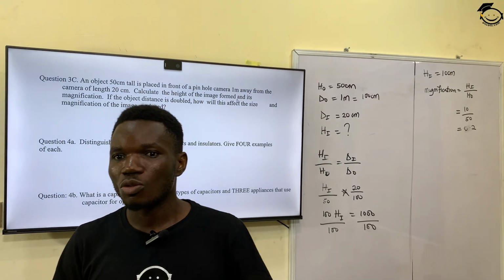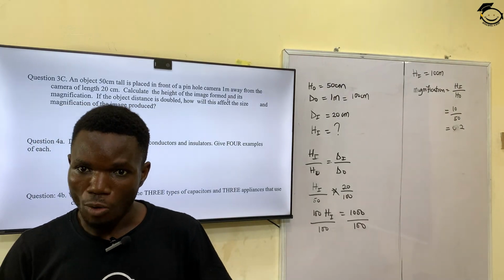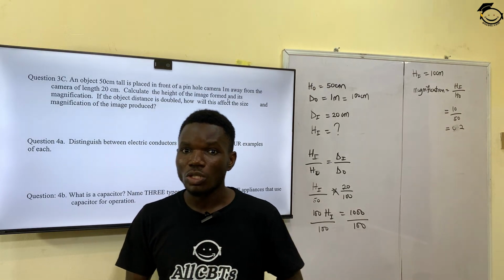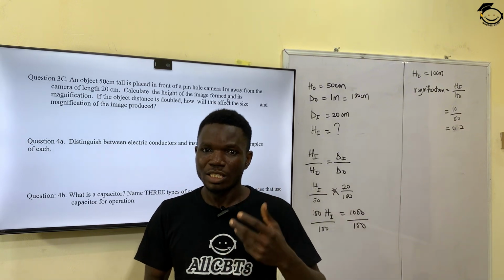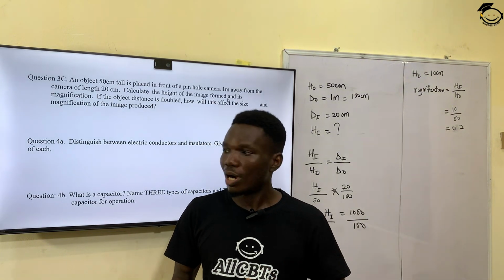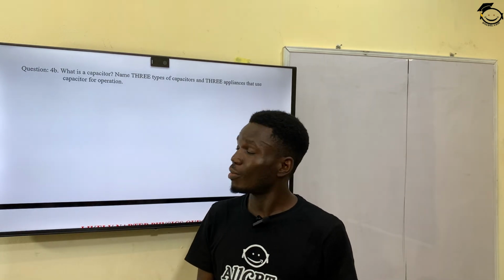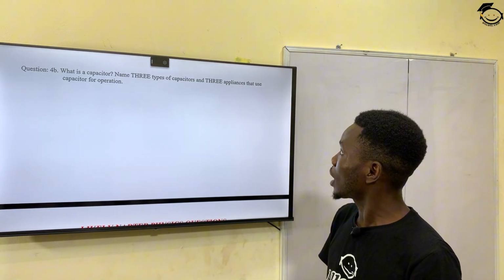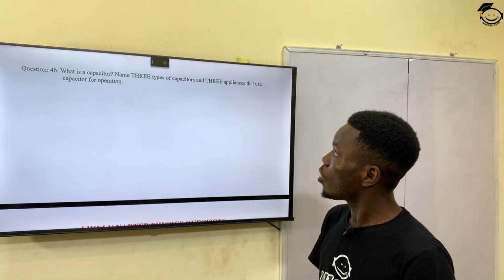Examples of your insulators include your non-metals such as sulfur. They are used as insulators. Other examples of insulators include paper, cloth, your ties, and so on. That takes us to question number 4b. Question number 4b says, what is a capacitor? Name 3 types of capacitor and 3 appliances that can use capacitor for operation.